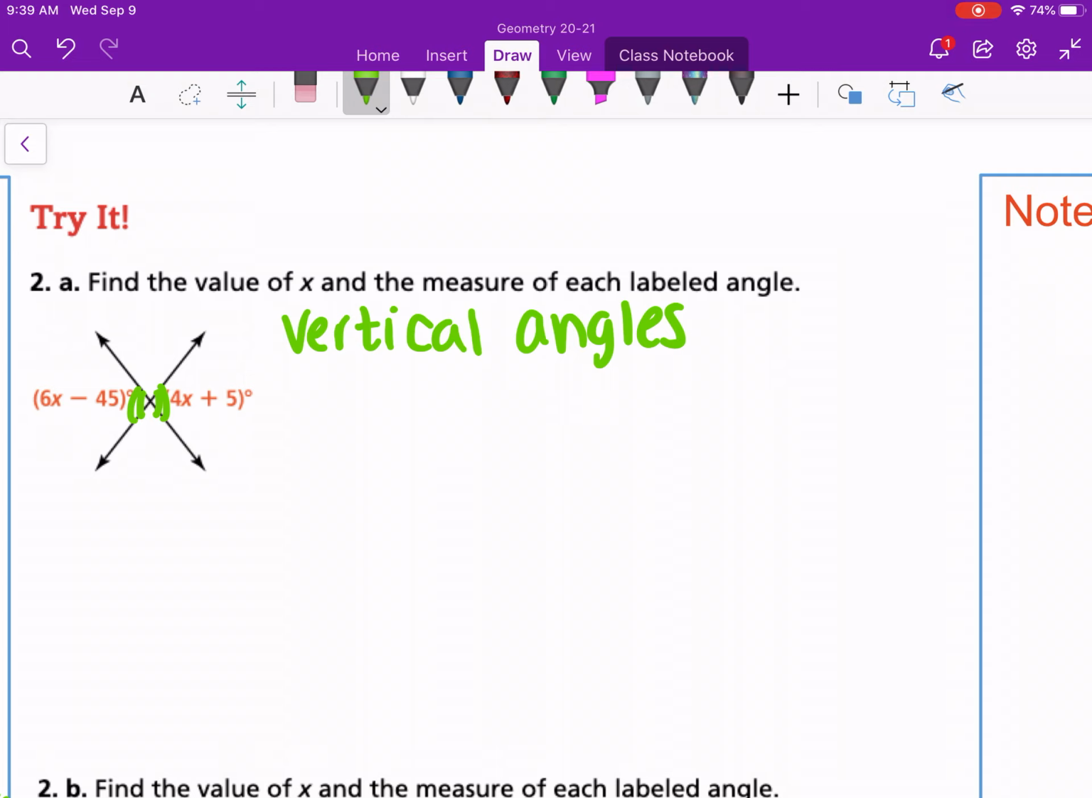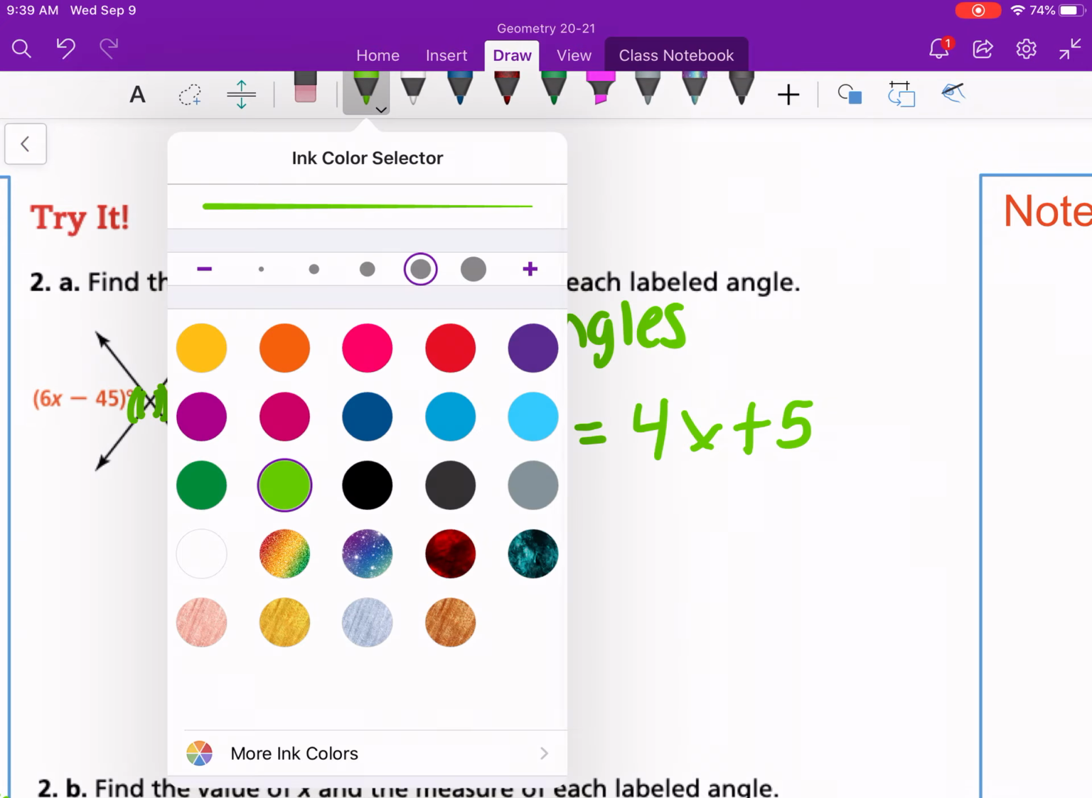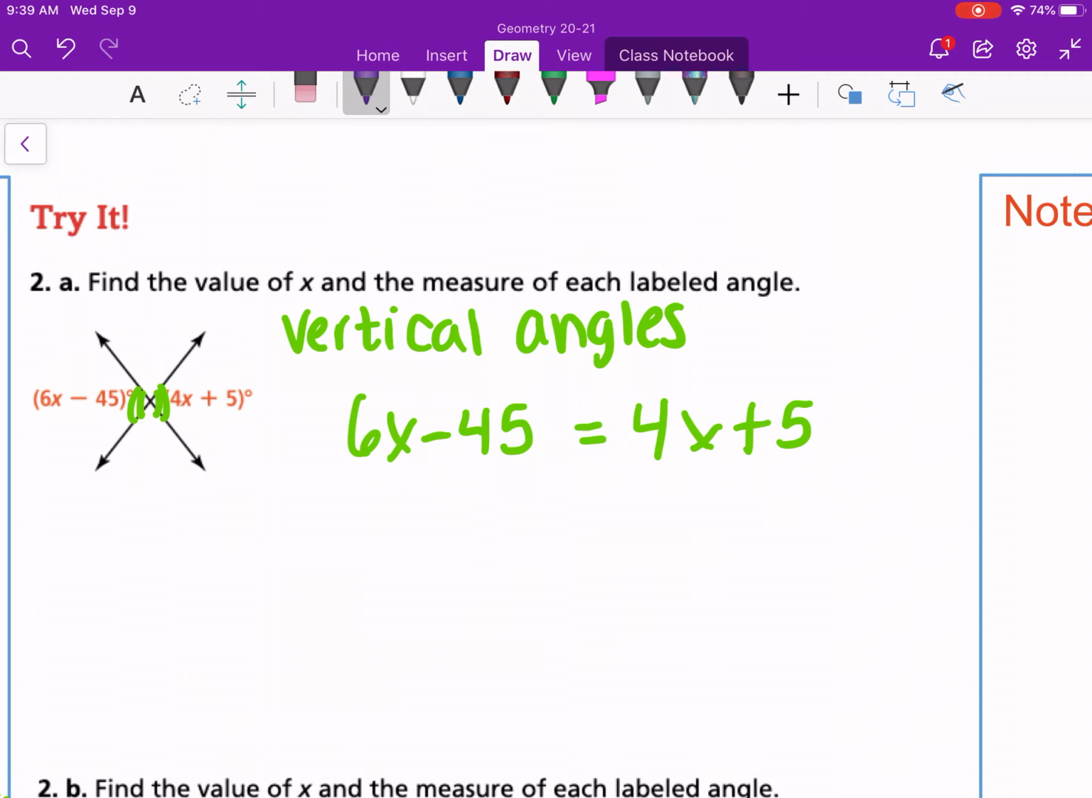So the value of this angle, 6x minus 45, is equal to the value of the opposite angle, 4x plus 5. And now it's not really a geometry problem anymore. It's more of an Algebra 1 problem. I'm a big fan of drawing a line down the middle of the equal sign because I know mathematically I can only do things once per side of the equal sign. So I'm trying to get the x's on one side of the purple line and the plain numbers on the other side. So the first thing I'm going to do is add 45 to both sides.